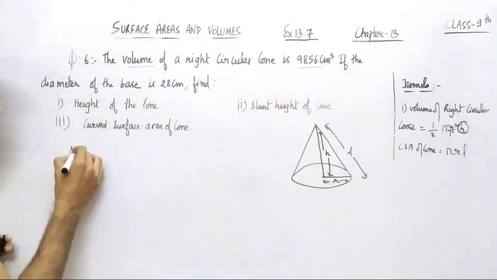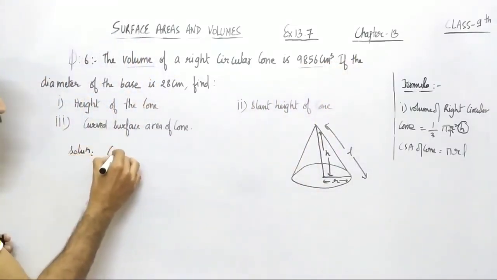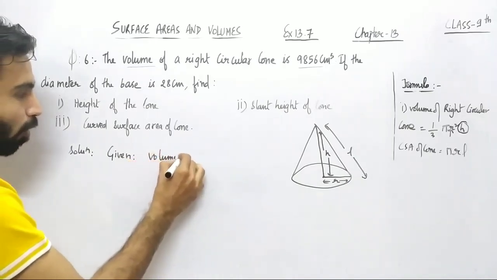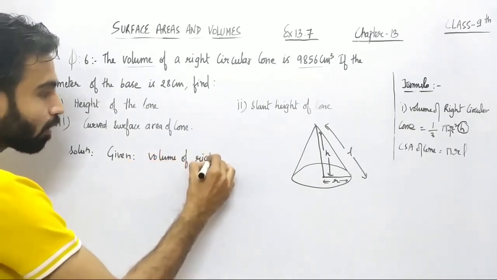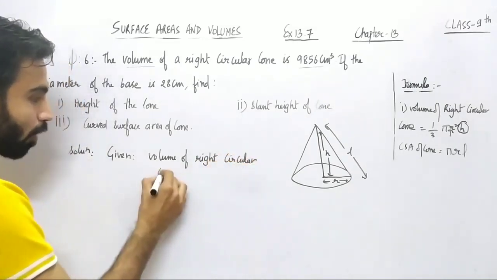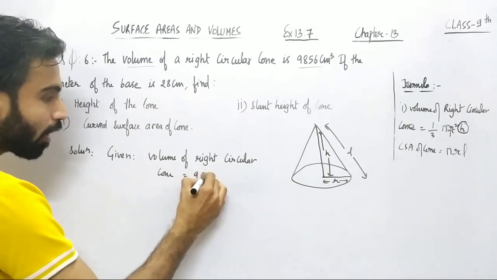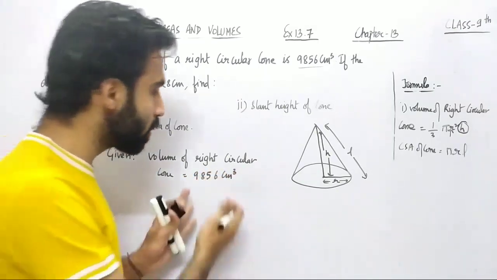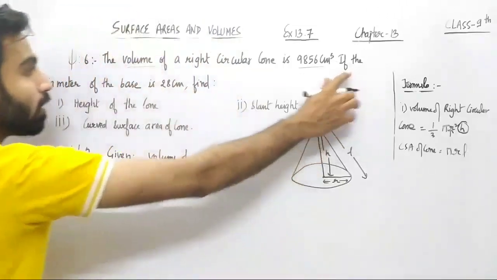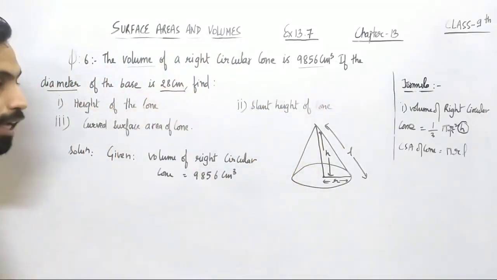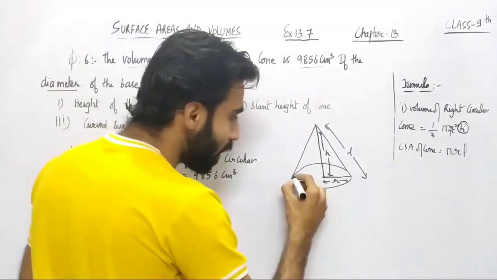So if I just start off the solution, let me first write the given thing. So what is given is simply the volume of the right circular cone, that is 9856 centimeters cube, right? So this is given to us. Now further if I read, if the diameter of the base is 28 centimeter, right? So what is given is the diameter.